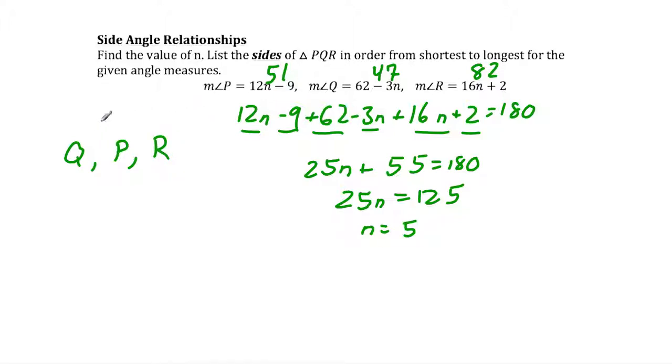Now this is not what they're asking for. They're asking for the order of the sides. So the sides are going to be the letters that don't include the angles. So which side is opposite of angle Q? That would be side PR. What would be opposite of P? QR. And which side is opposite of R? QP. This is my correct answer.